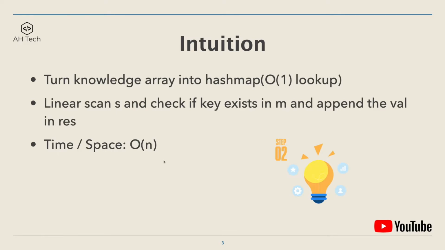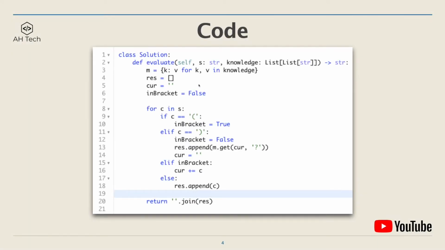Now let's look at the code. Okay, the first step is to create a hash map from the knowledge array using Python's dictionary comprehension. And here we will set up some variables: res, which is the final output, current, which is the current string inside of bracket pairs, and a flag in_bracket to indicate whether we are in the bracket pairs or not.